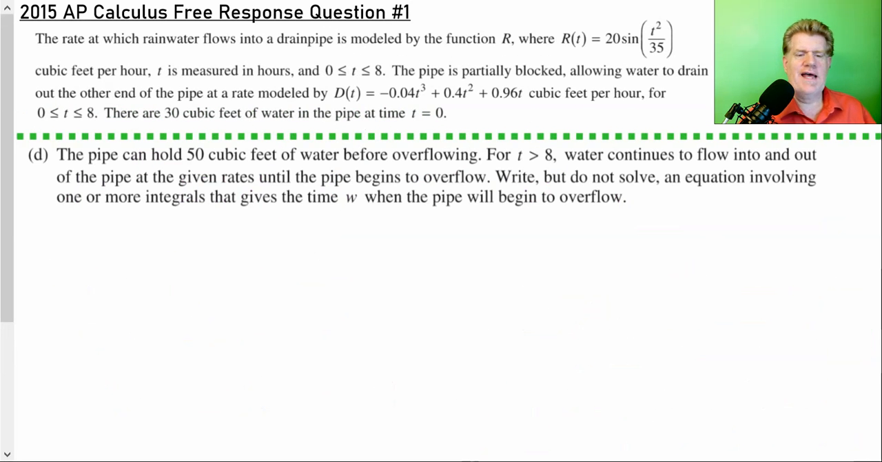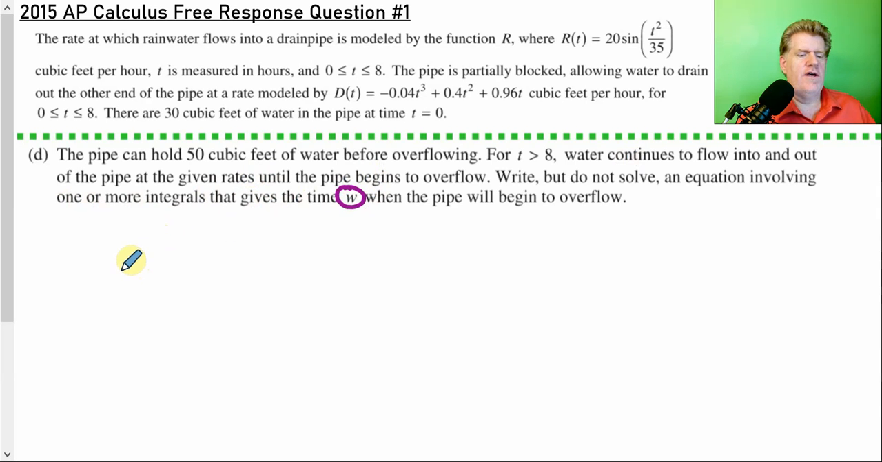All right, and lastly, we're going to set up an equation that answers this question. And the question would be, if the pipe can hold 50 cubic feet of water before it starts to overflow, write an integral, or write an equation that involves integrals that gives the time w when the pipe will begin to overflow. So we're going to use that w as our variable for time.